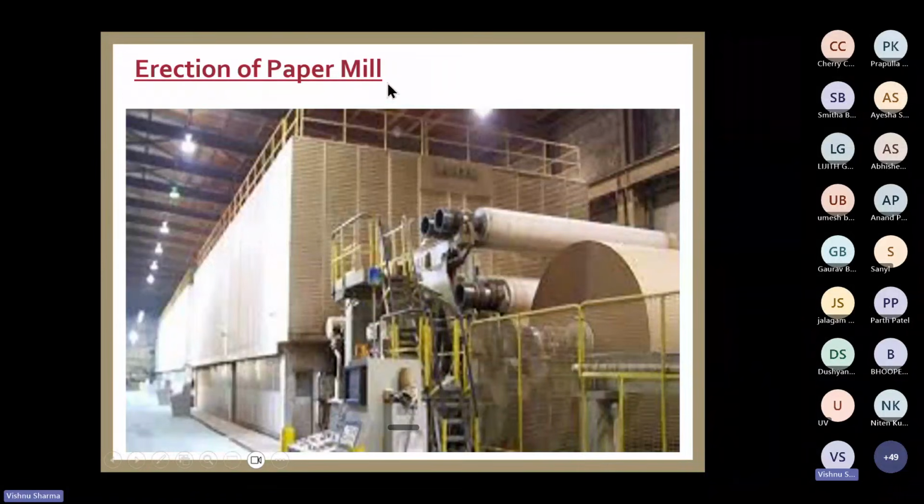And this is erection of a paper mill. All these rollers are supposed to be fitted. And this process starts from one end and ultimately it ends. The final roll is recovered from this end. This is erection of a paper mill.